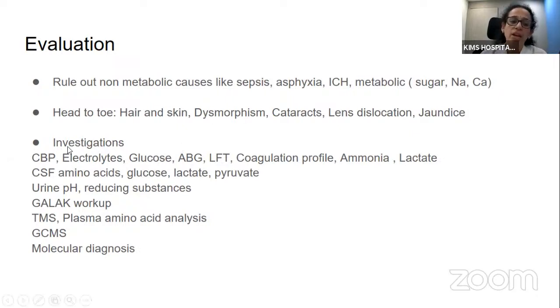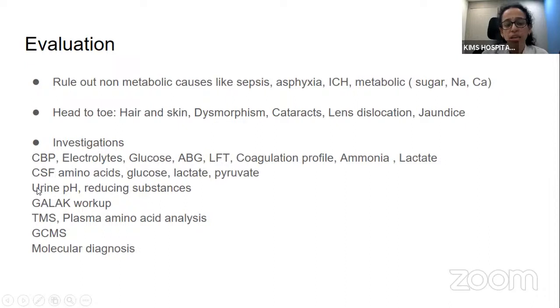So first, the baseline investigations in any baby should be a complete blood picture as well as electrolytes, blood glucose, and ABG, particularly to look for the metabolic acidosis as well as the anion gap. High anion gap is very important to rule in the IEM, as well as liver function tests to look for direct jaundice, coagulation profile. Serum ammonia is very important in the case of hyperammonemia syndromes, and lactate.